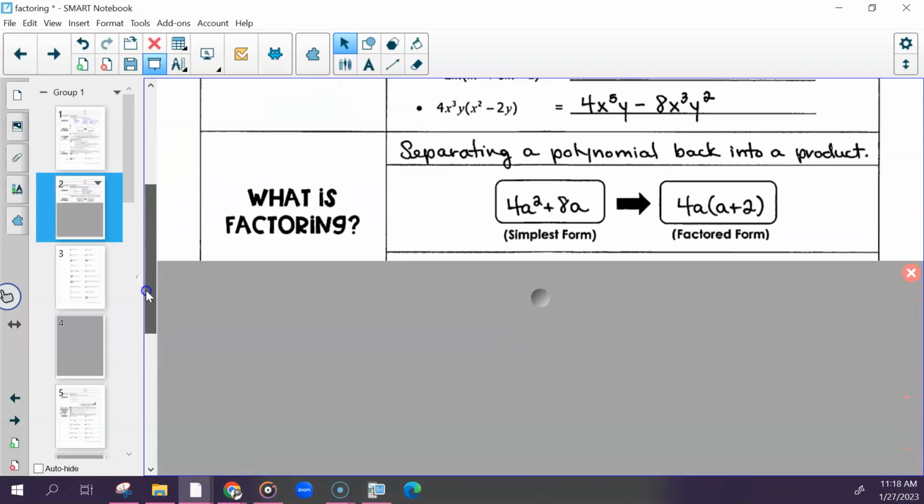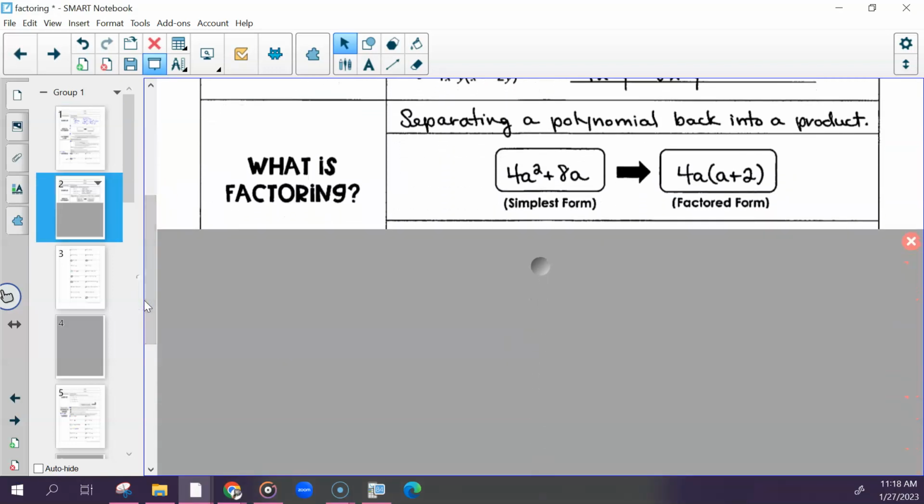This definition and this example, I'll read it out loud so you have it as well. It says separating a polynomial, which is an expression that has variables and exponents in it, back into a product. And then the simplest form is 4a squared plus 8a. The factored form is 4a, then in parentheses, a plus 2.